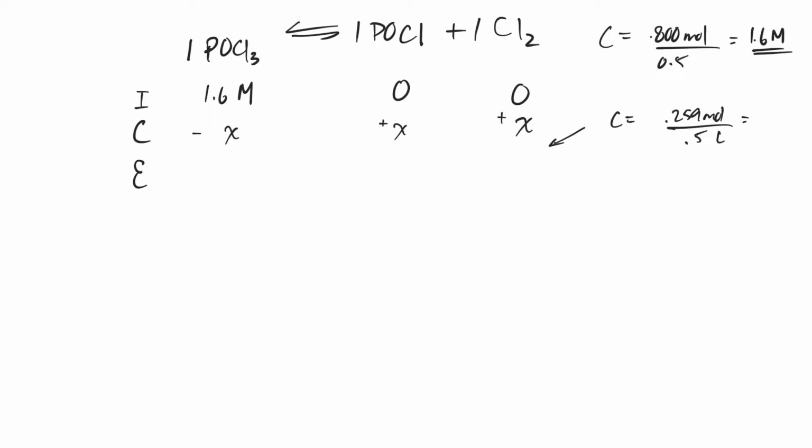So when I divide that, what does that come out to? 0.259 divided by 0.5, oh, 0.518 moles per liter. So this one is 0.518, so this x must be 0.518. If this one gained, the others would have to gain the same amount, and this one would have to lose that same amount. So I've got to go 1.6 minus that 0.518. I get 1.082.